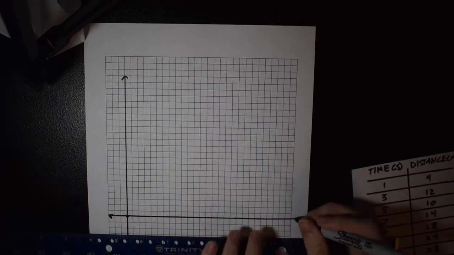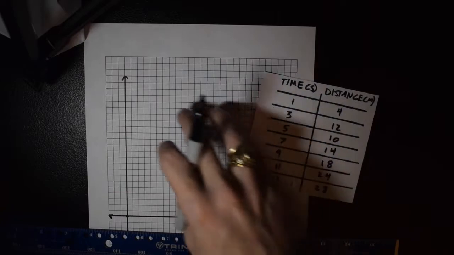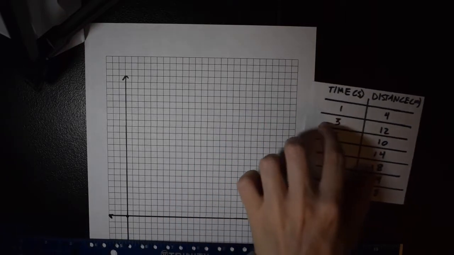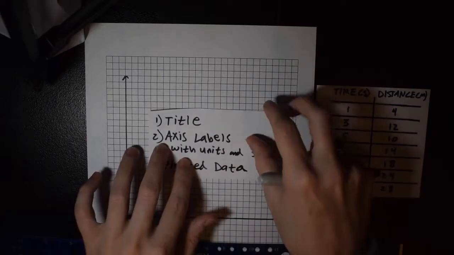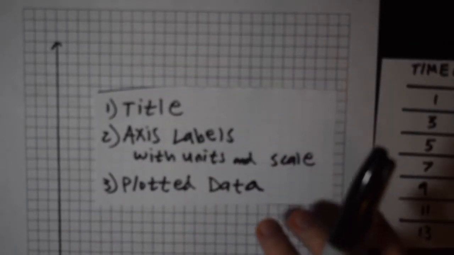So I know all my numbers are positive. All my numbers here are positive. So I know I'm going to be working in this quadrant. So that's why I put it all the way over to the left side. But it depends on whatever data set you're using. But let's go with this. We have our axes. Now there are three things that every really good graph needs.